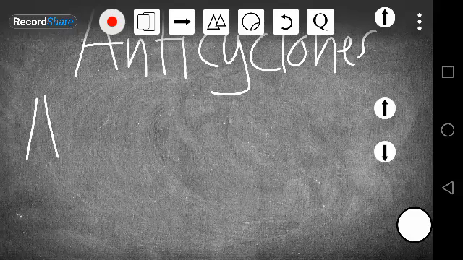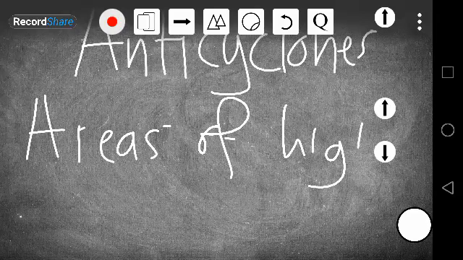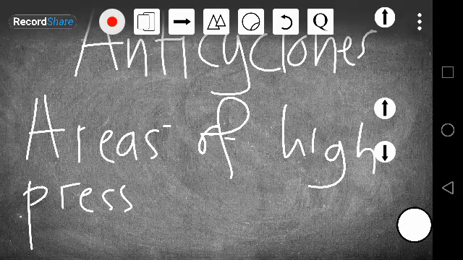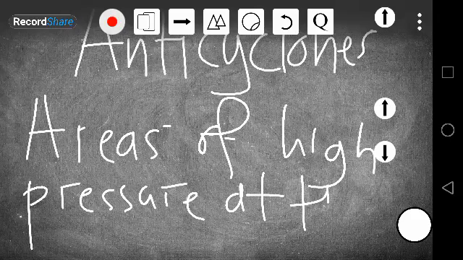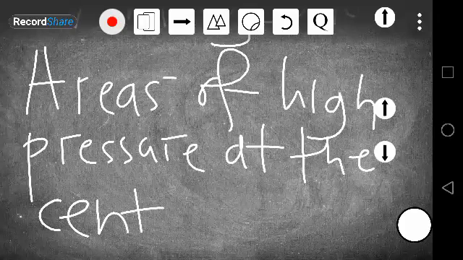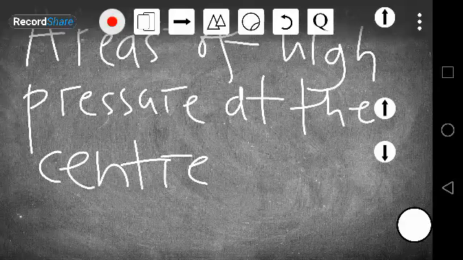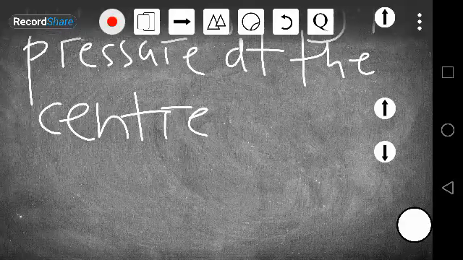So these are areas of high pressure at the center. Okay.